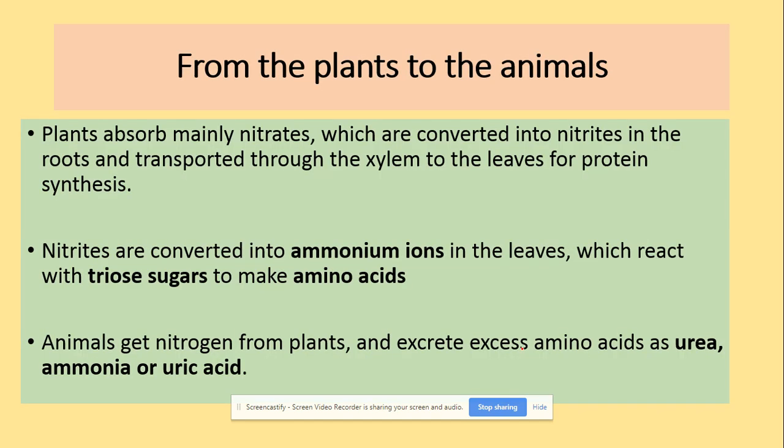So to summarize, how did we get from the plants to the animals? The plants absorb mainly nitrates, which we've seen on our diagram, which are converted into ammonium ions in the roots and transported through the xylem to the leaf for protein synthesis, for example. Nitrates are converted into ammonium ions in the leaves, which will react with sugars to make, for example, amino acids. And animals will get nitrogen from plants, and any of this excess will be given as urea, ammonia, or uric acid.